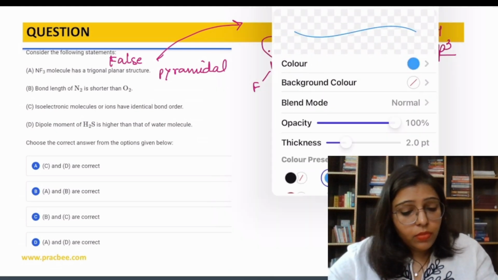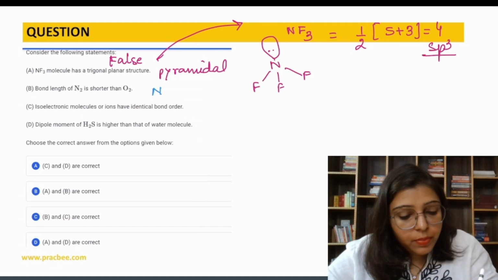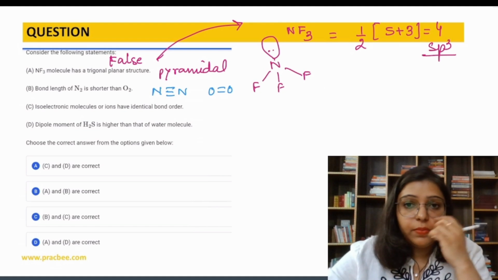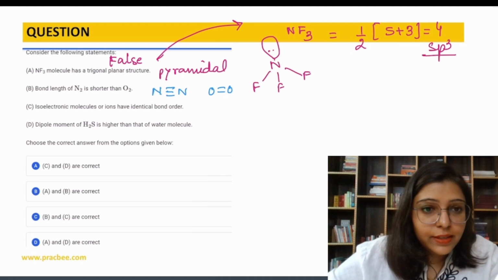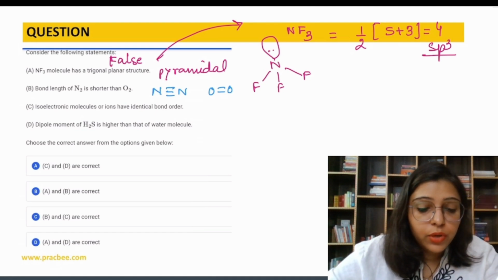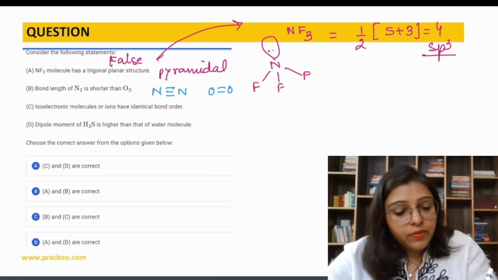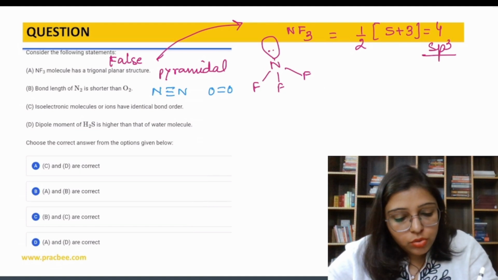Now next, bond length of N2 is shorter than O2. In nitrogen we have a triple bond and in oxygen we have a double bond. Basically, on moving left to right, size decreases due to the increase in effective nuclear charge. But here we have to take care of the total number of bonds present between the two atoms. Here we have a triple bond, and obviously a triple bond is shorter than a double bond. So this is true, B is true.